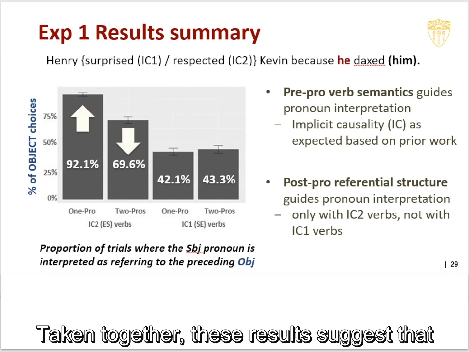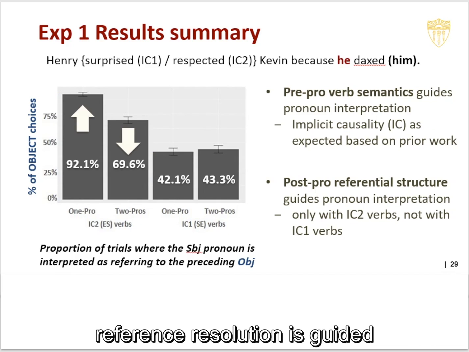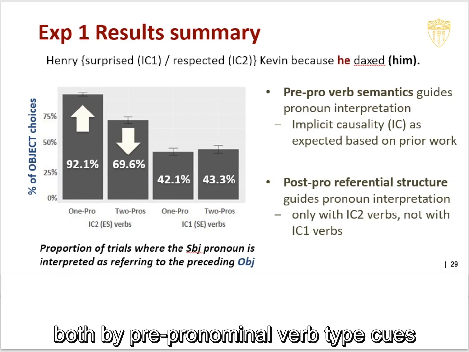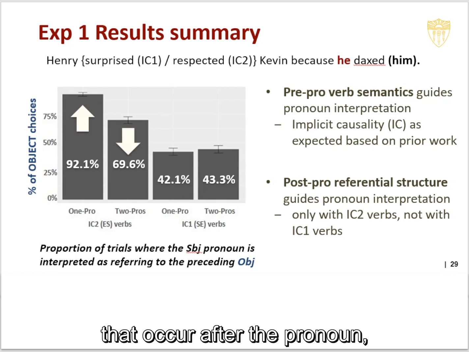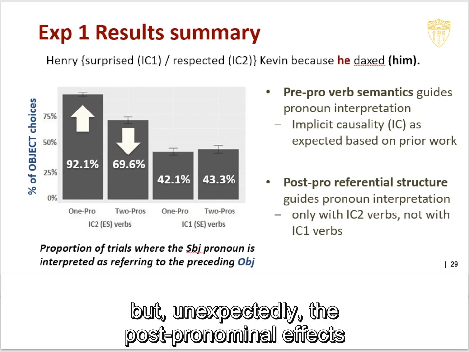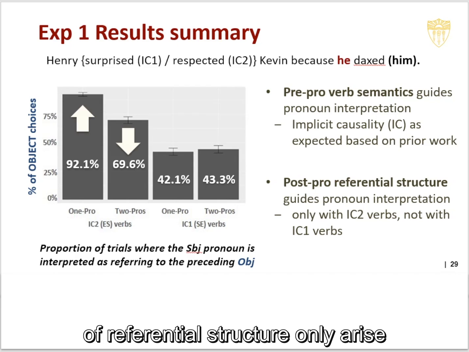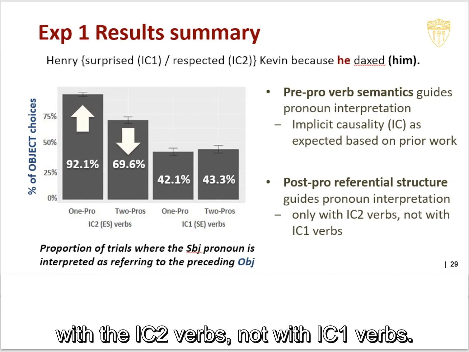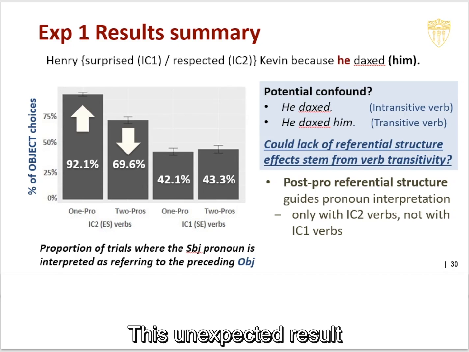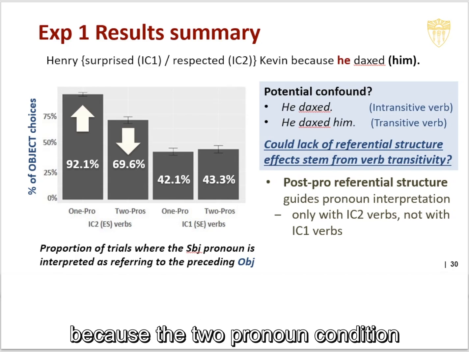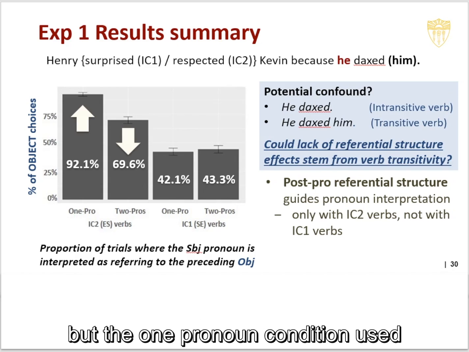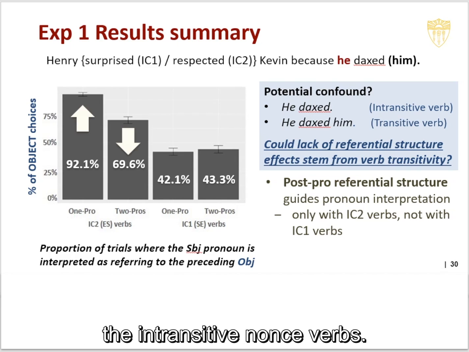Taken together, these results suggest that reference resolution is guided both by pre-pronominal verb type cues and by differences in referential structure that occur after the pronoun. But unexpectedly, the post-pronominal effects of referential structure only arise with IC2 verbs, not with IC1 verbs. This unexpected result might have been confounded by verb transitivity, because the two pronoun condition had transitive verbs, but the one pronoun condition used intransitive verbs. To provide a more direct test of the effects of referential structure, we conducted experiment 2.